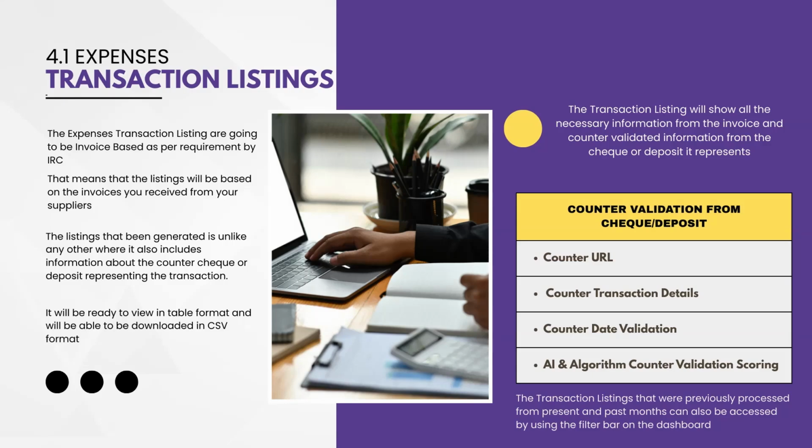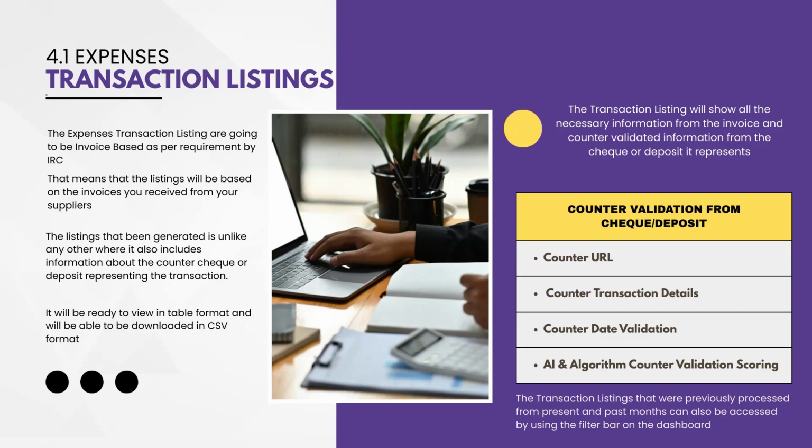1. Counter URL. This is where you can pull up the images representing the same transaction through their URLs. 2. Counter transaction details. This is where details of both sides of the same transaction are counter validated. 3. Counter date validation. This is where the dates on the checks or deposit payment are validated against the bank statement. 4. AI and algorithm counter validation scoring.